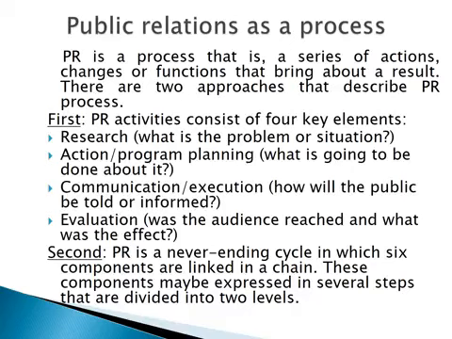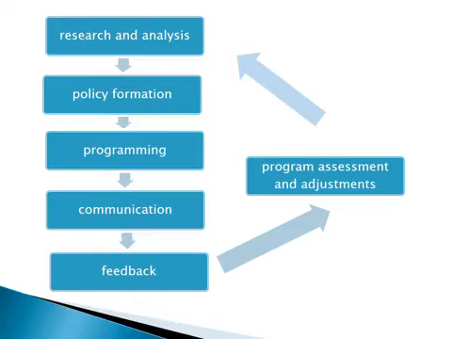And the second approach perceives public relations as a never-ending cycle, a continuous process that consists of the following six steps that we are going to divide into two levels. The first level: research, analysis, and policy formation and programming. The second level, where we start the communication and then get feedback to ensure that we achieve the expected results. If not, then we are going to make some adjustments and repeat the process again.